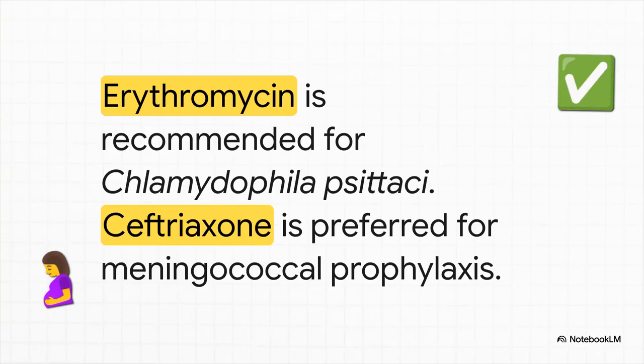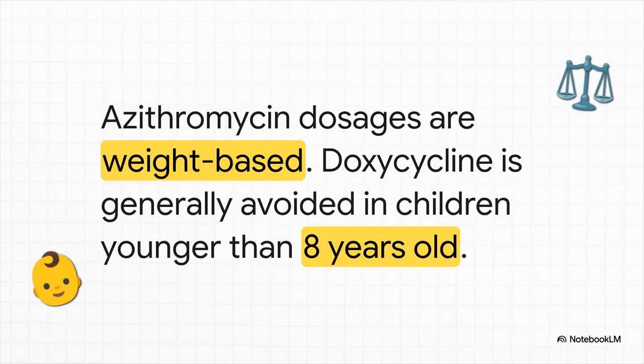So let's take a pregnant patient. The choice of drug becomes incredibly specific. For an infection like psittacosis from Chlamydophila psittaci, erythromycin is the recommended agent, period. But this slide also shows us that for something else, like meningococcal prophylaxis, a macrolide isn't even the first choice. You'd go for a non-macrolide like ceftriaxone. It's all about context. And what about kids?